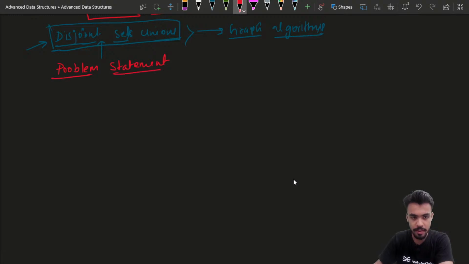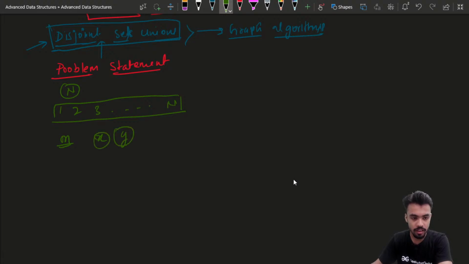The problem statement says that suppose we have n people, numbered 1, 2, 3 up to n, and after that we are given m queries. In the m queries we will be given x and y values, and it means that x and y are friends. So we have to make them friends.